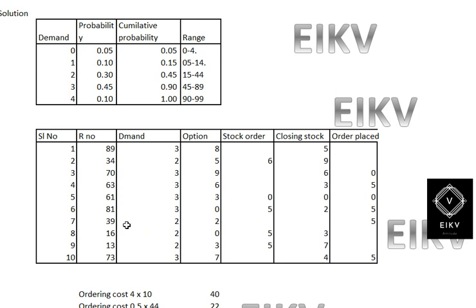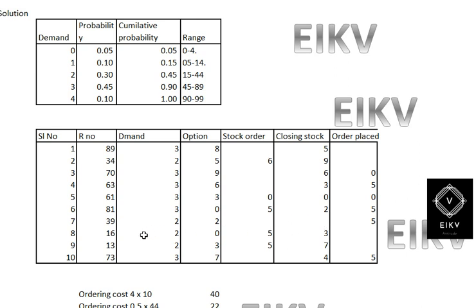On the 7th day 39 is the random number. When we check the range, it is between 15 to 44. Then the demand will be 2. We have the closing balance of 2. Therefore, the closing balance will be 0. Another order of quantity 5 has been made.